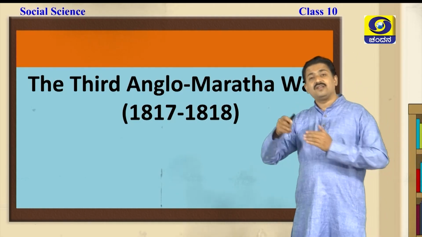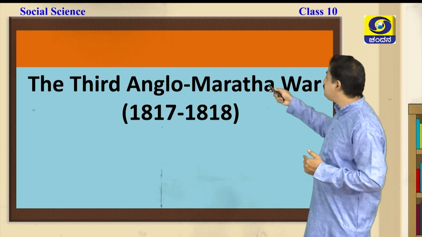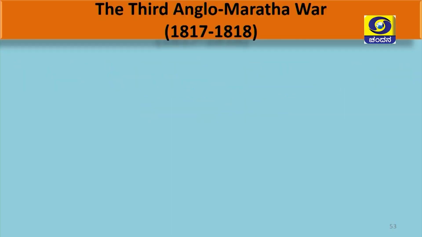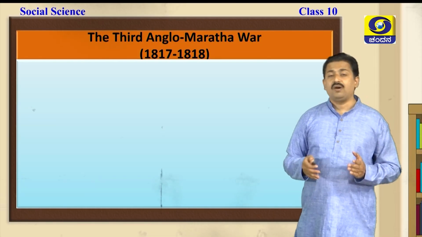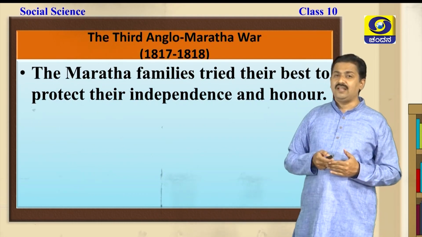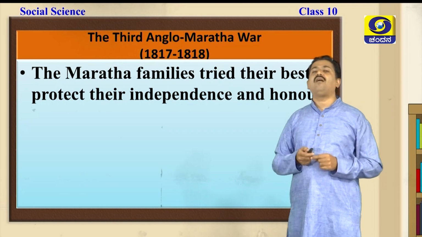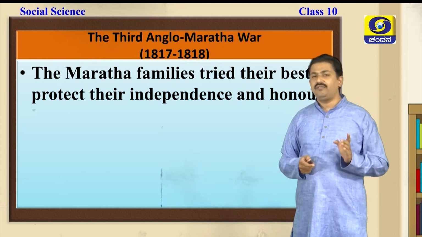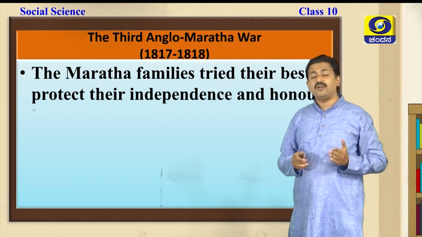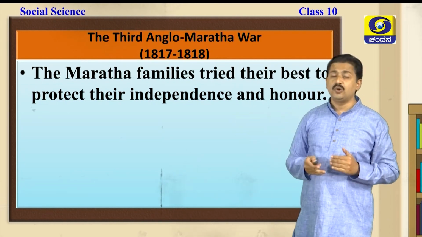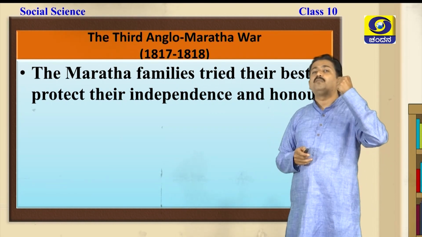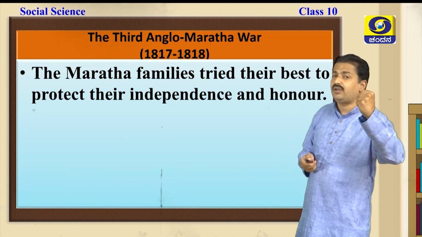Now, we shall discuss the Third Anglo-Maratha War, which began in the year 1817 and ended in the year 1818. That means it was only 1 year of war. Just think, dear students, the First Anglo-Maratha War started in the year 1775 and ended in the year 1782. That means it was almost 7 years of war. That shows the strong resistance of the Maratha leaders.